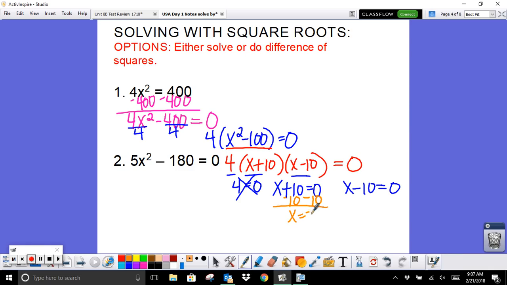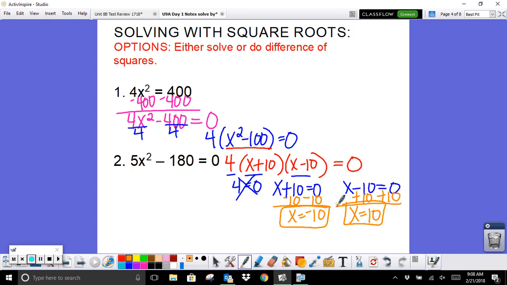So I have x equals negative 10 as one solution. And then over here I'm going to add 10, and that gives me x equals 10. So if I actually graphed this parabola, it's going to cross my x-axis at negative 10 and 10. All right, so that's one way to do it if you can remember a difference of squares. Notice we have solutions of negative 10 and 10. You will get 2 solutions on most of these.